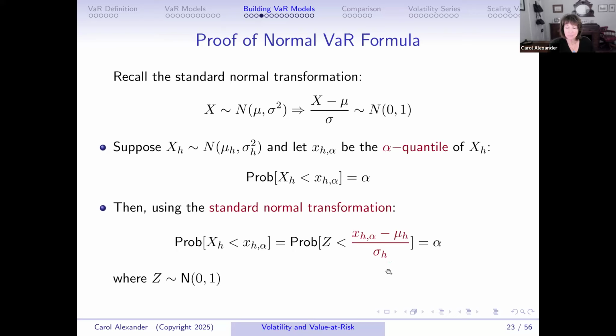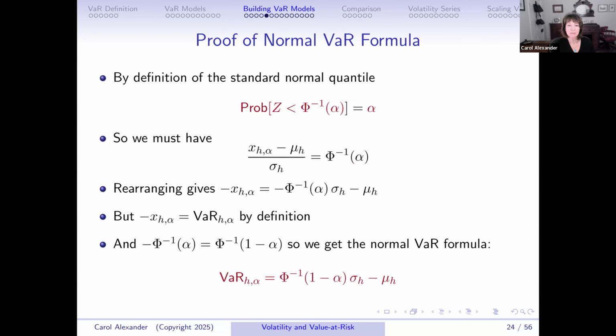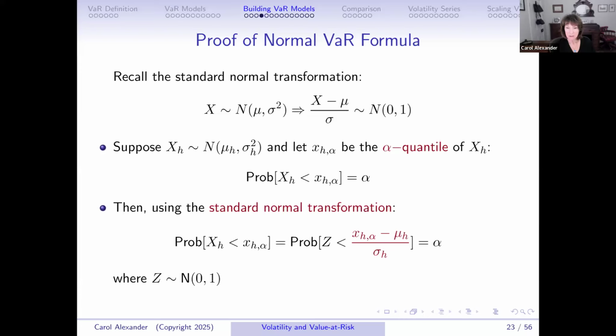Okay. So I know that the probability that Z is less than this number here is alpha. Z is a standard normal. But by definition of the standard normal quantile, the probability that Z is less than phi to the minus 1 of alpha is alpha. So this number here must be phi to the minus 1 of alpha.